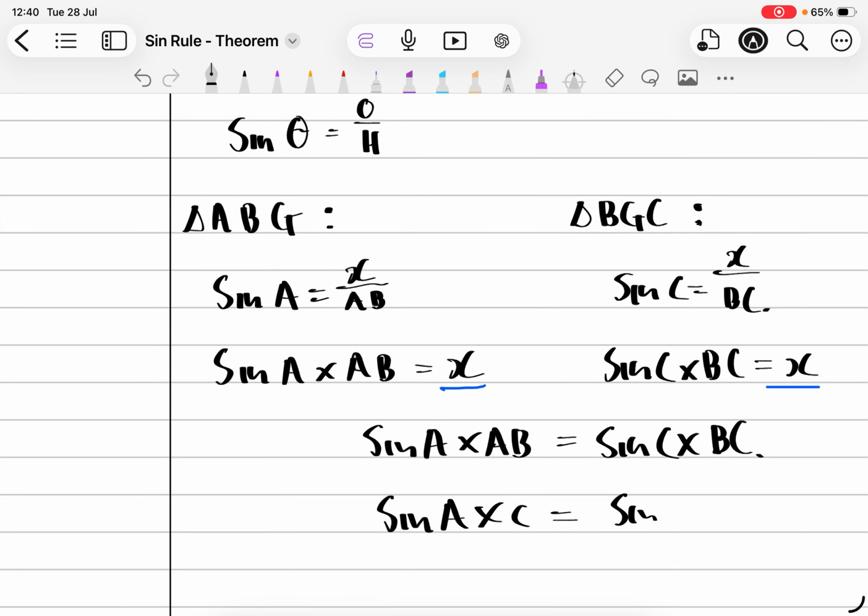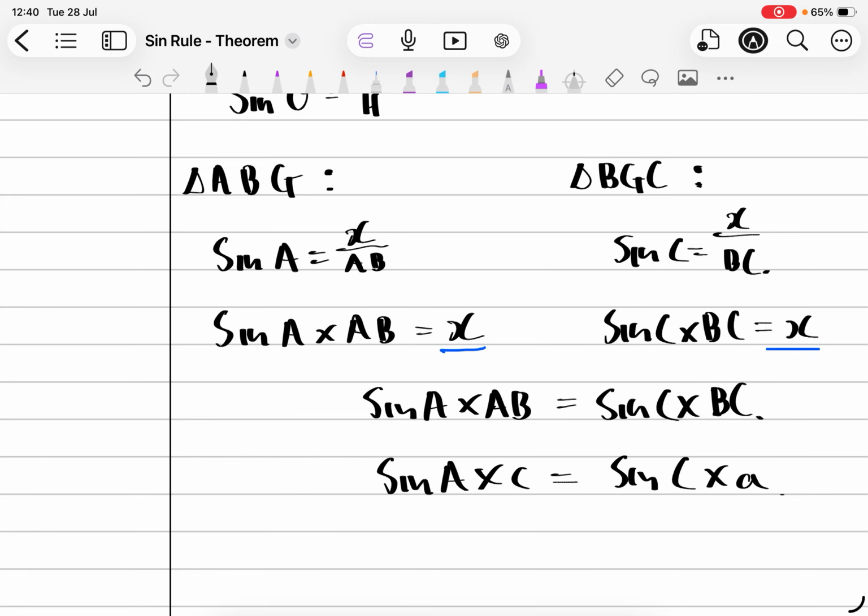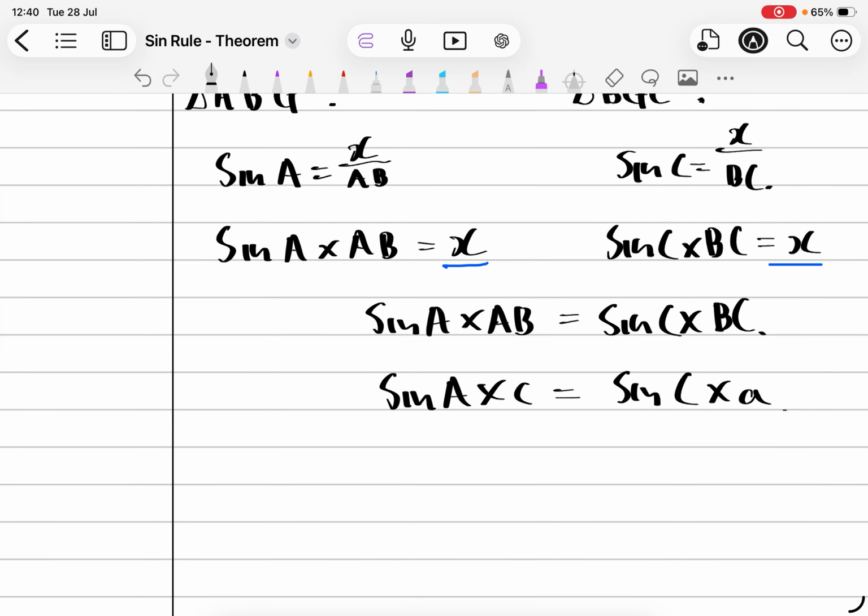And then we've got sine C multiplied by what? BC. And what do we have for BC? We've got small a. So all I then have to do is rearrange this formula by moving things over the bridge.